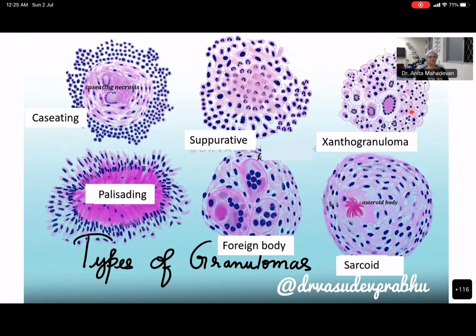When do these xanthoma cells form? Something which is very lipid rich, isn't it? So what can it be? It can be seen in xanthogranulomatous cholecystitis. Very good, excellent. And the other? Anything in fat necrosis? Very good. Anything else?